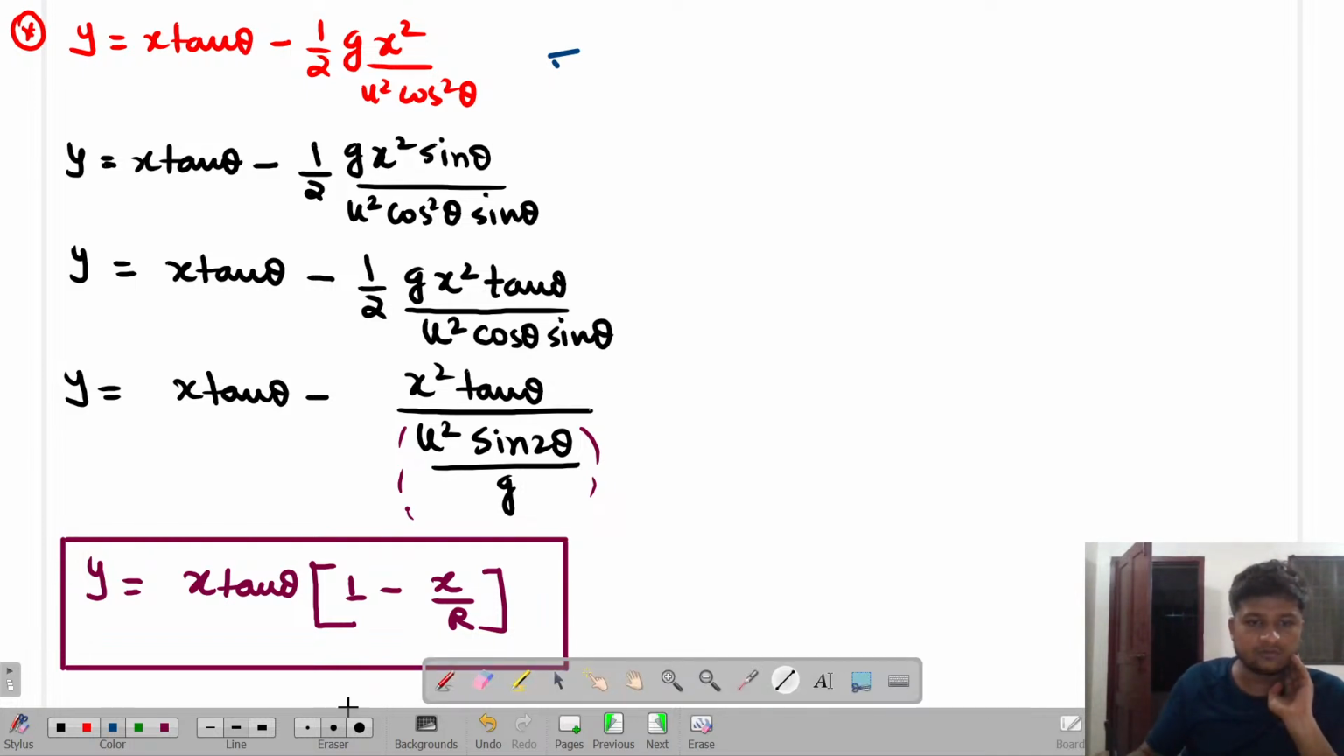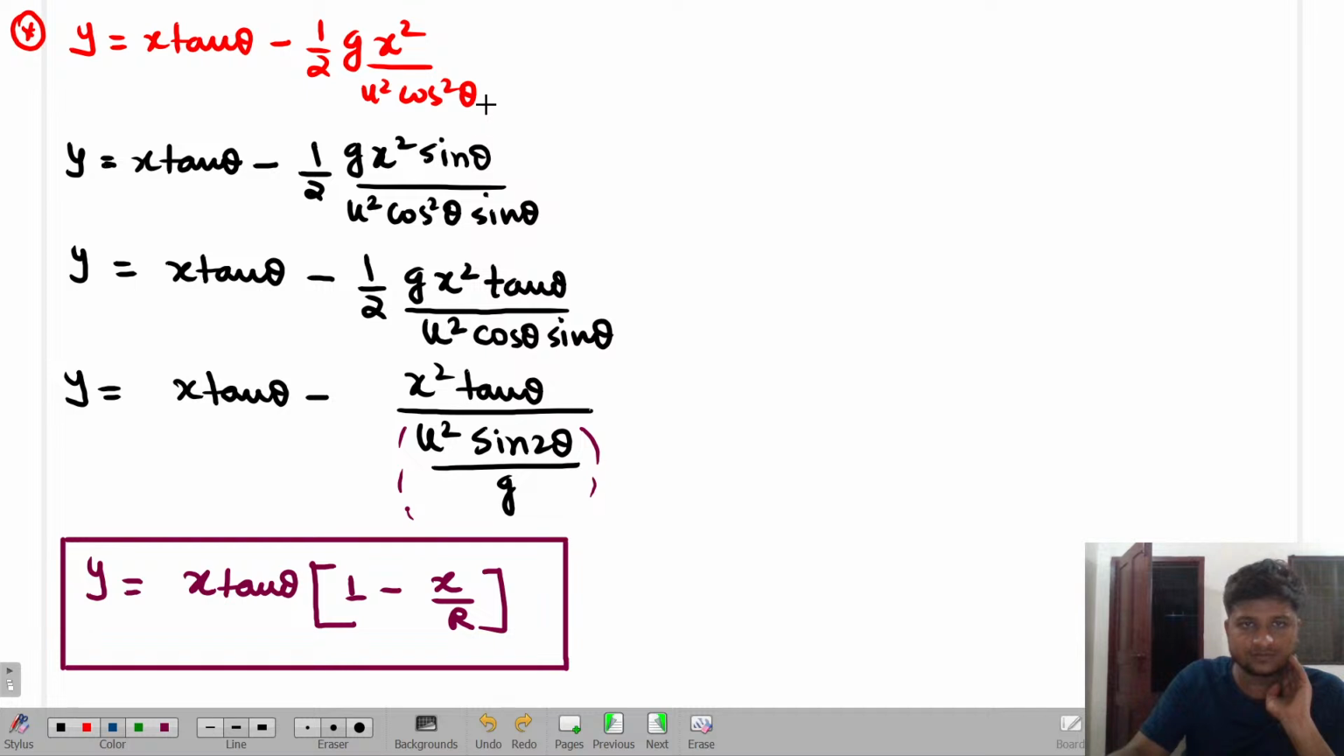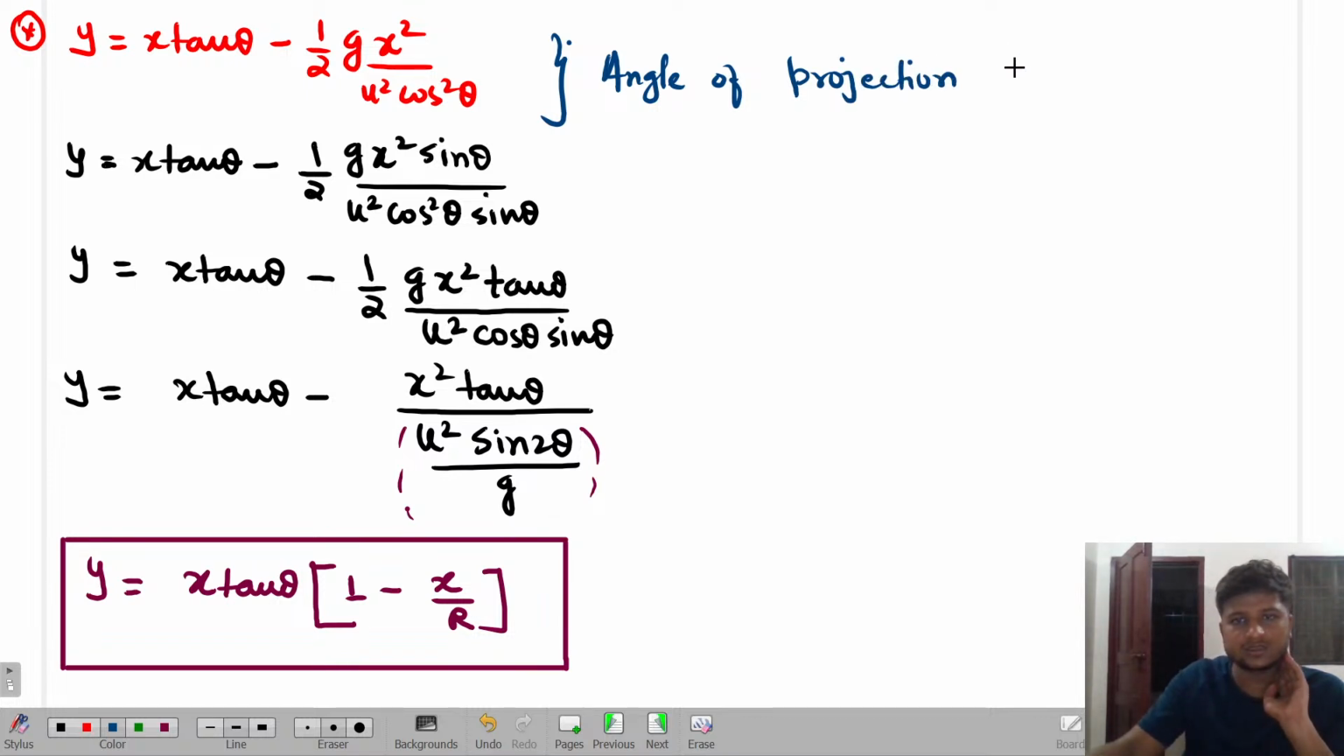The first one involves the angle theta, the angle of projection, and basically you can say the initial velocity.